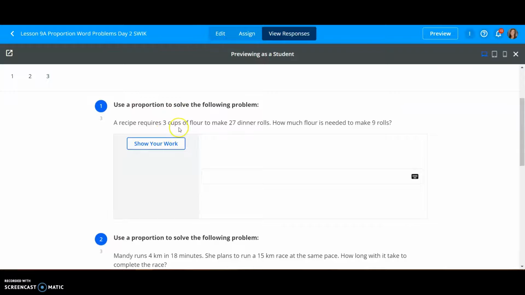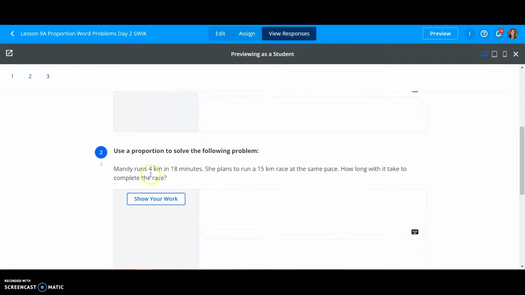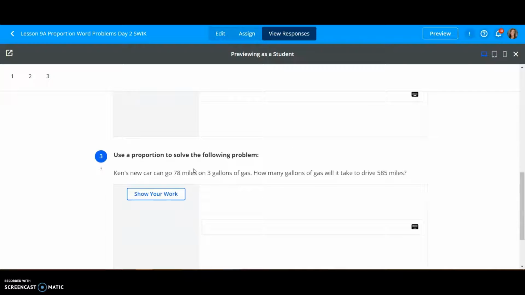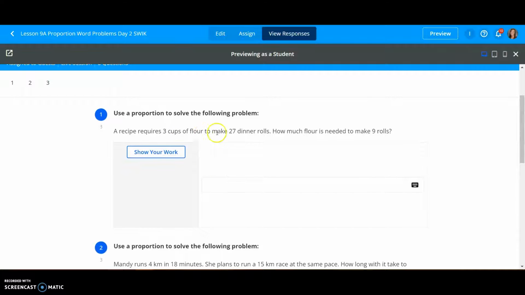It's like in number 1, here's your SWIC. In number 1, you're talking about like cups and rolls, like cups of flour and dinner rolls. So just write cups over rolls. For number 2, you're talking about kilometers and minutes. So write kilometers over minutes. Number 3, you're talking about miles and gallons. So write miles over gallons. So use your key to help you decide where your first 2 numbers are going to go.